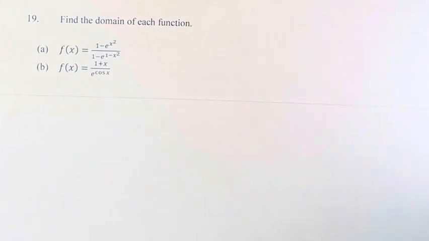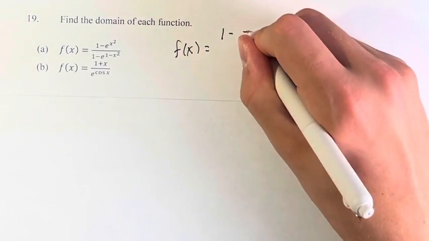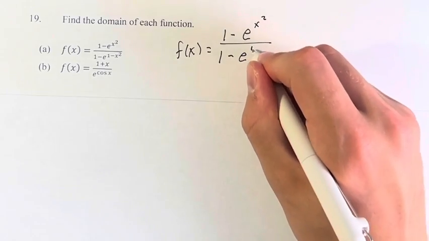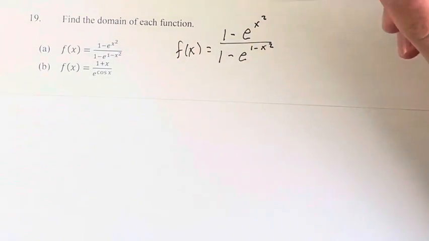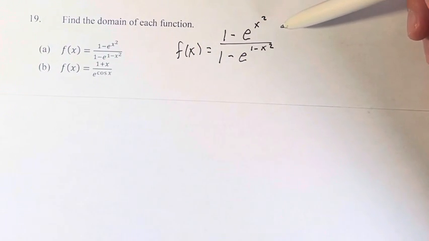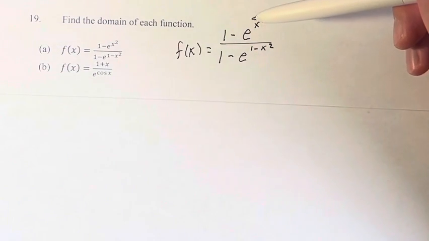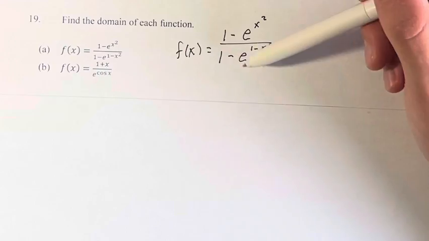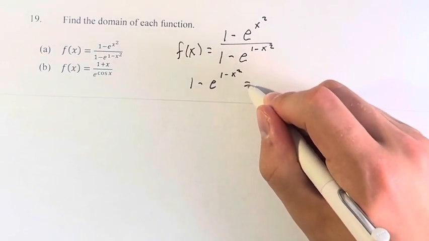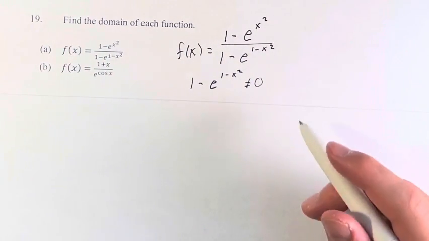In A, we have f of x is equal to 1 minus e to the x squared over 1 minus e to the 1 minus x squared. So the only restriction on this domain, because we're dealing with exponentials, which have a domain of all real numbers, is that the denominator of this fraction can't equal 0. So if we just solve for x in this function, then we can get our domain restriction.